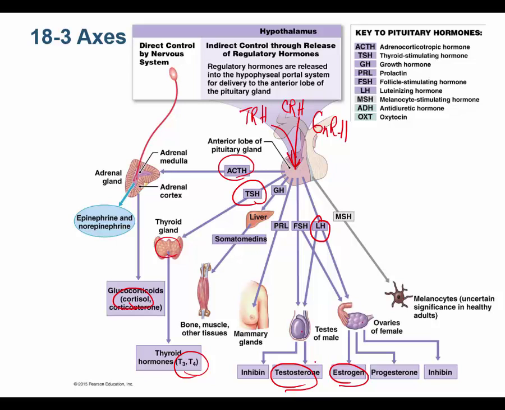So you can see that there's all these axes here, and you do need to know these. You need to memorize these, and it does start to make sense. And the endocrine system is a huge homeostatic system for our body, and you need to understand these hormones and how they work and how they interact. All right, so this picture is on your next exam.